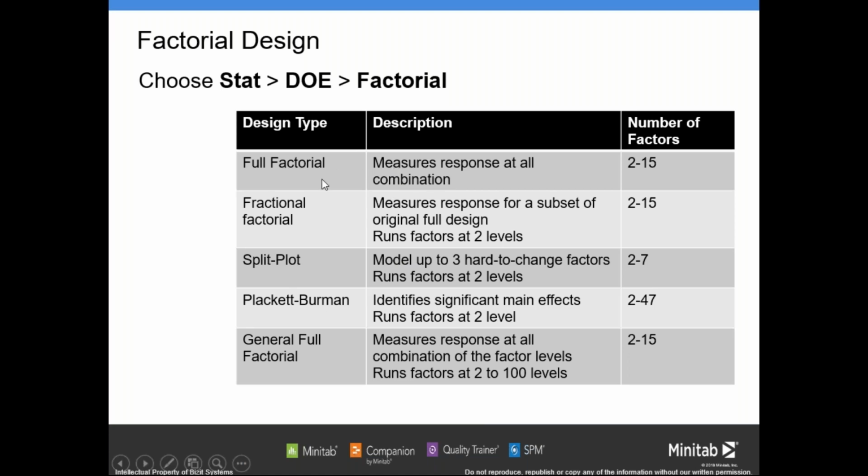For the full factorial, we measure response at all combinations. For the general full factorial, we measure response at all combinations of the factor levels. This design can run a factor at up to 100 levels. It means that if you have 3 levels, then you are using general full factorial. If you are using only 2 levels, you can go for the full factorial. Every design has a number of factors. For example, the number of factors for the full factorial is 2 up to 15.